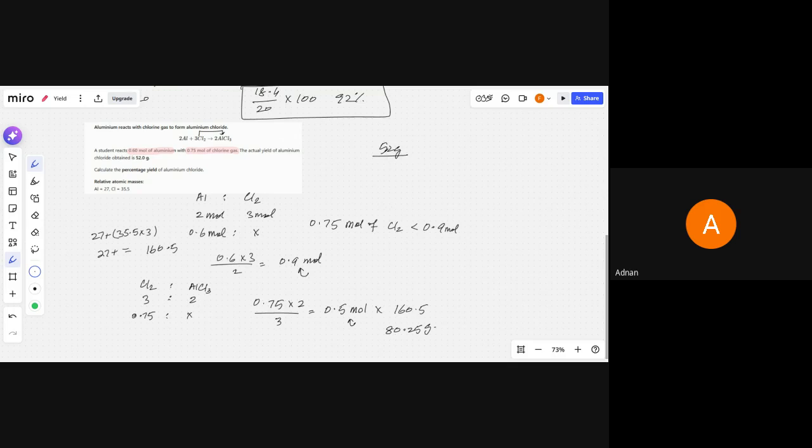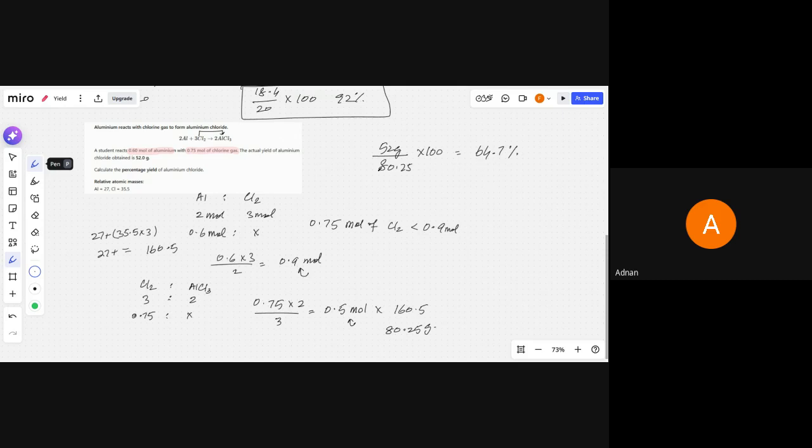If the actual yield is greater than the theoretical yield, then there may be something wrong with the question, right? So 52 divided by the theoretical yield of 80.25 times 100. So 52 divided by 80.25 is 0.64, times 100, so we get 64.7%, right? So that's the answer.